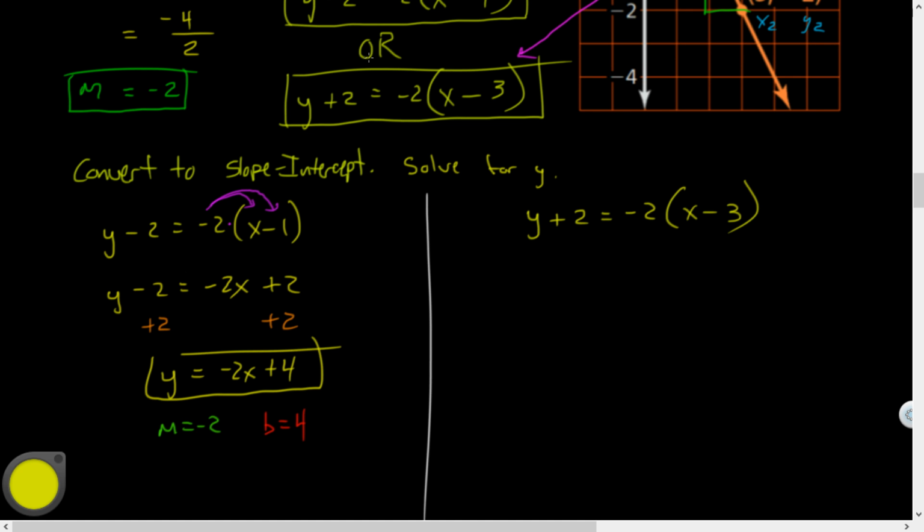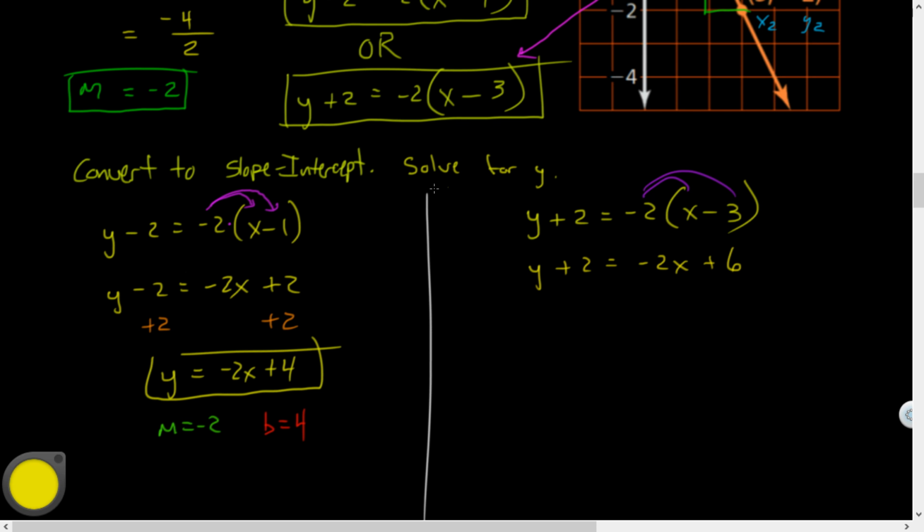So check this out. I took the other point-slope form equation. Completely different equation, but it's going to give me the same result. Let's see what this one looks like when I convert to slope-intercept form, which the way I do that is solve for y, get the y by itself. Distribute the -2. Let's see, y plus 2 equals -2x. What's -2 times -3? Negative times a negative is positive. 6, yeah. 2 times 3 is 6.